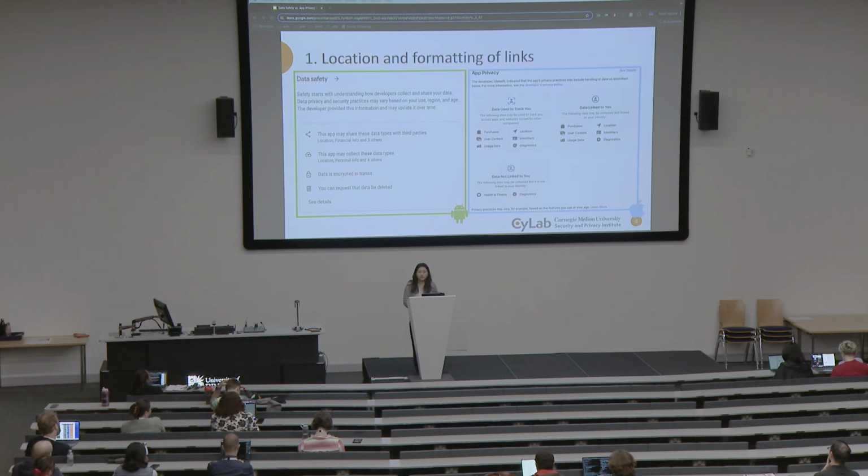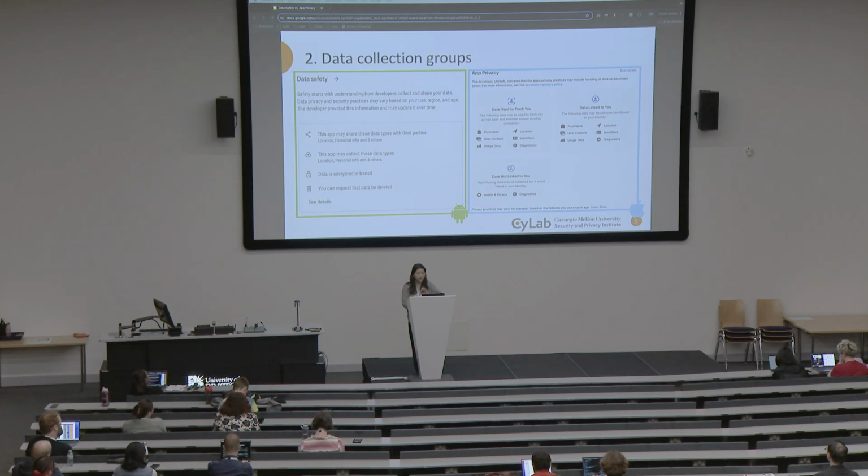The first difference we identify is the location and formatting of links. On the compact labels, which is the initial label interface users see when they go to the App Store, both Android and iOS labels provide a See Details link that directs users to the expanded label. This link appears at the bottom of the Android labels and at the top right corner of the iOS labels. Additionally, iOS labels also provide a link to the developer's privacy policy and a Learn More link that provides more app privacy information.